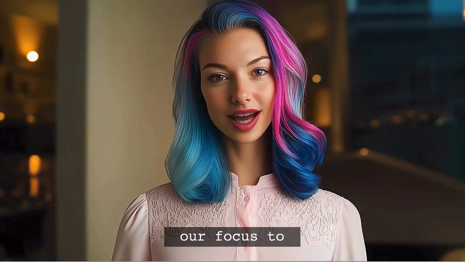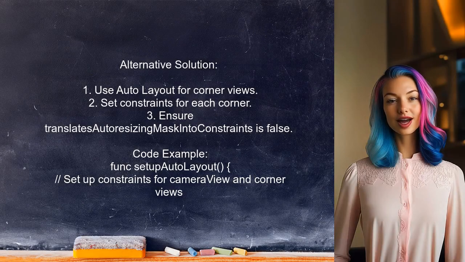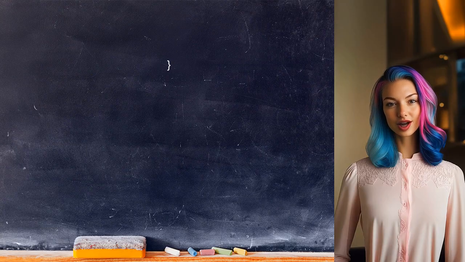Now, let's shift our focus to a different response. An alternative approach to displaying only the corners of a UI view is to use auto layout instead of subclassing. This method involves setting up constraints for the corner views, allowing you to create a border effect without additional subclasses.